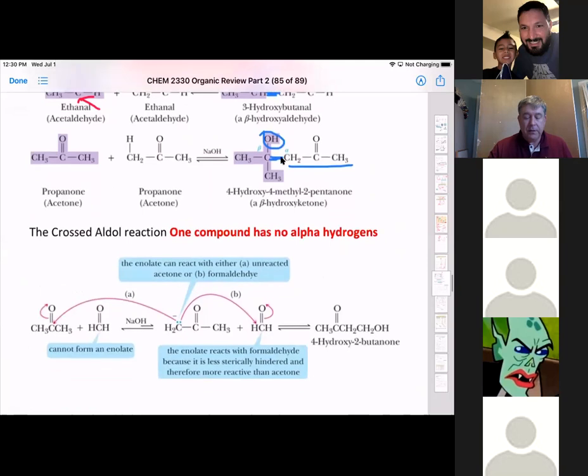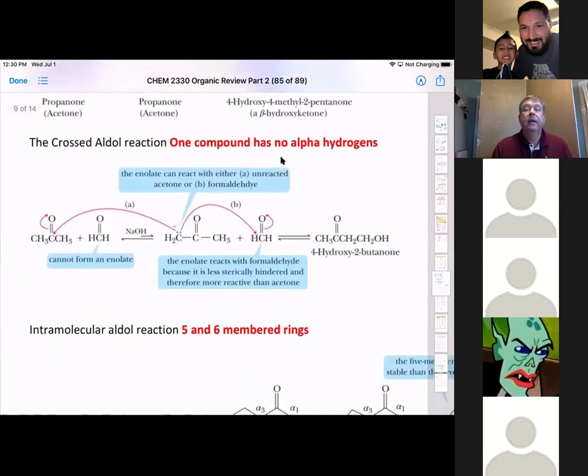the way you do this is you choose one compound that has no alpha hydrogens, which means you had to make the enolate out of the other compound. So of these two compounds, only the acetone can react to form the enolate ion, meaning that that has to be your reactive intermediate, has to be this one in the middle.